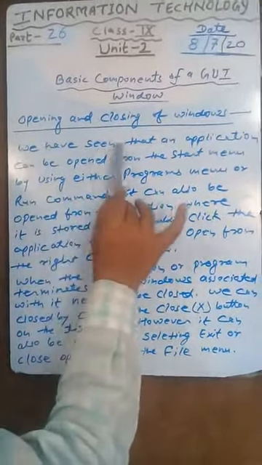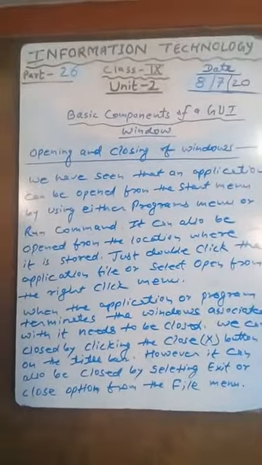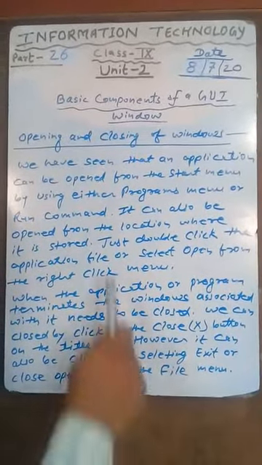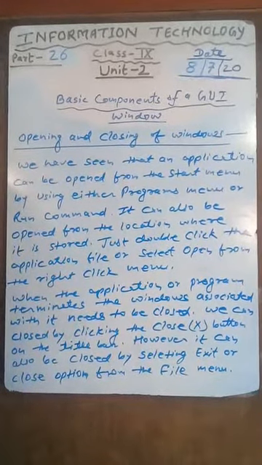An application can be opened from the Start menu by using either the Programs menu or the Run command. With their help, we can open different programs like Notepad, WordPad and MS Paint. It can also be opened from the location where it is stored, and we can directly open the program from there.